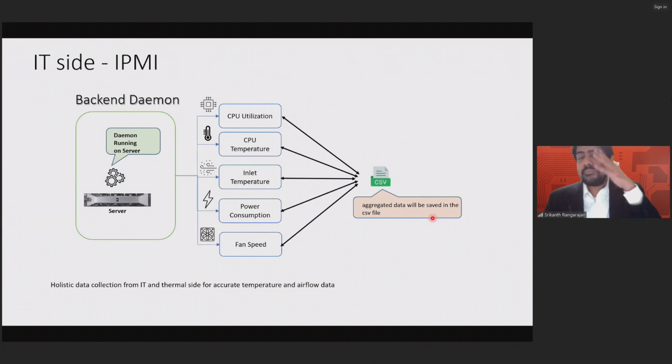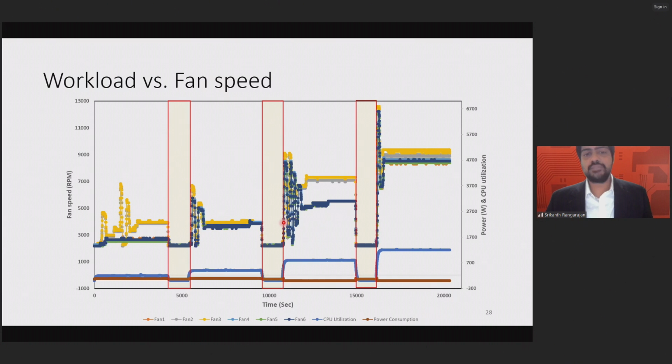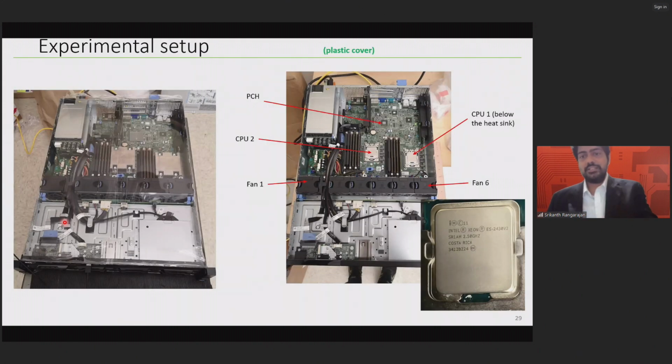So in the backend daemon, we are running some workloads to induce some IT load, and then we are trying to record the CPU temperature, inlet temperature, power consumption, and fan speed. And what really comes out of that is that as the power consumption and utilization of the CPU increases, we are also seeing the fan speed readily increasing, which means it's a very smart system, but the question is whether it's an optimal system. So this uses the Intel chip.